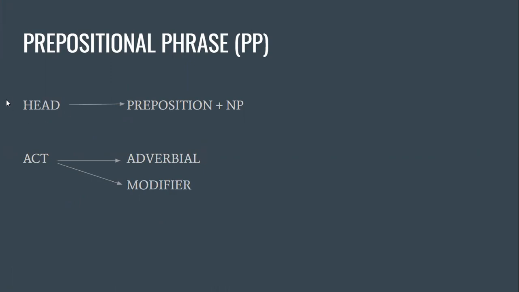Prepositional phrases, we have the head, which is a preposition, and it must be followed by a noun phrase. For example, I go to school. To school is a prepositional phrase. To, the preposition, and school, a noun phrase. They can act as adverbials in a sentence or as modifiers.